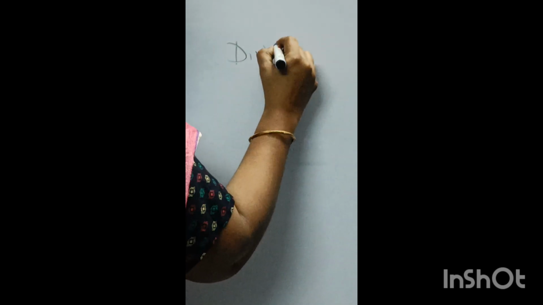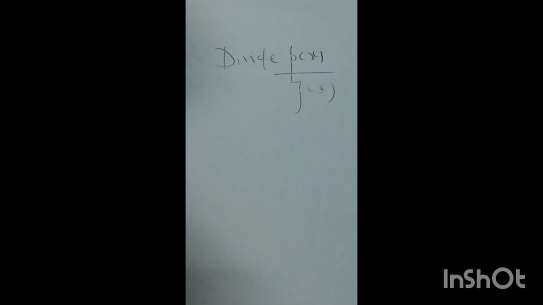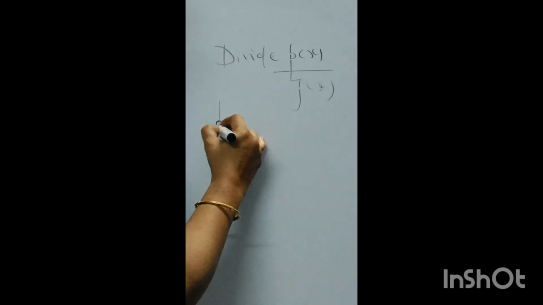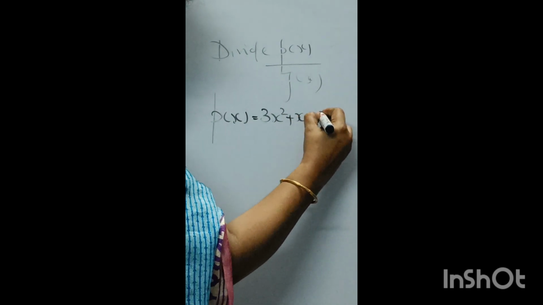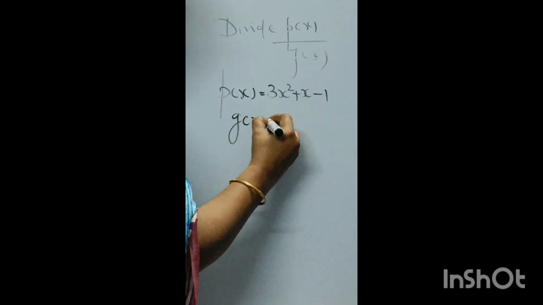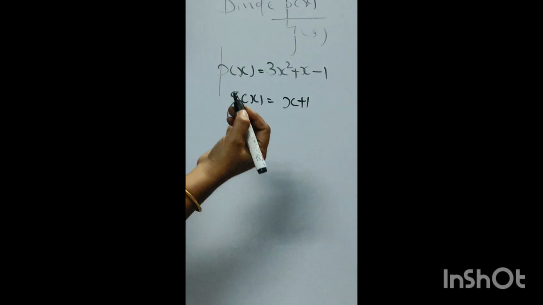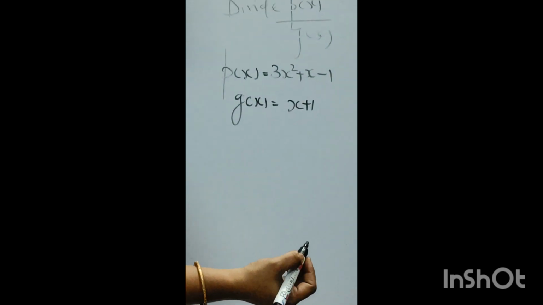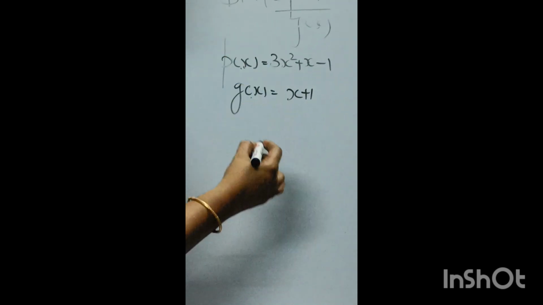Divide p of x by g of x. Given p of x is equal to 3x square plus x minus 1 and g of x is equal to x plus 1. How will you divide this? And we are using the remainder theorem. And here let us divide p of x by g of x.